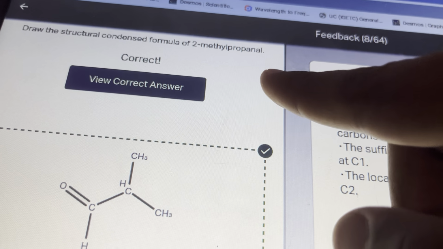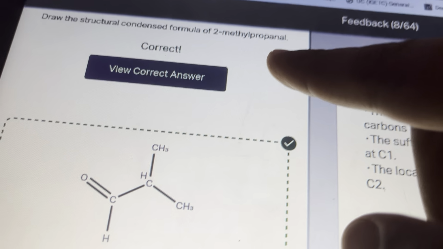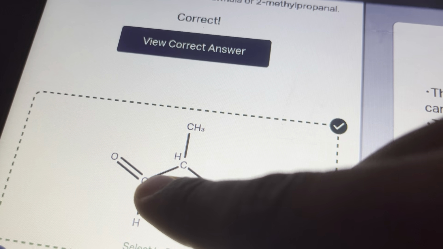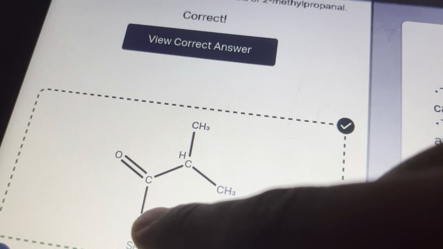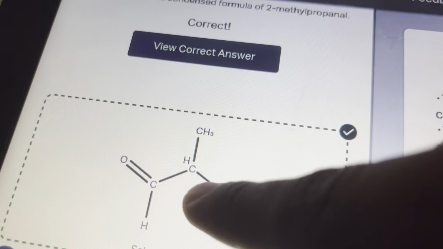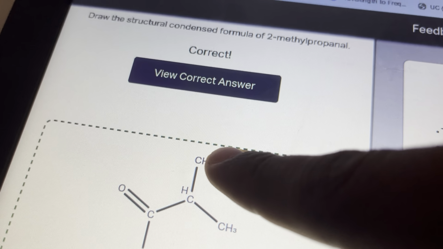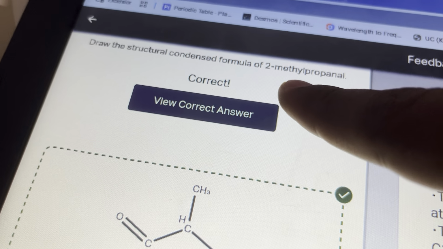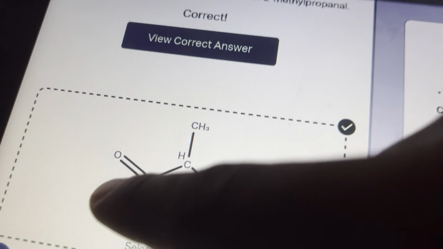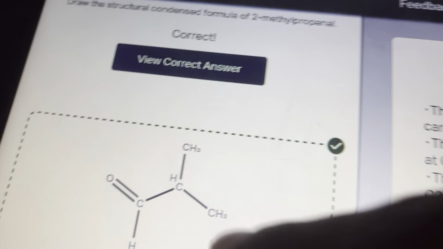Okay, and then we have 2-methylpropanal. This tells us it's an aldehyde. So you start with the carbon with the oxygen and the hydrogen, and propanal is 3, so we go 1, 2, 3. And this tells us at 2 there is a methyl. So 1, 2, connected methyl right there.